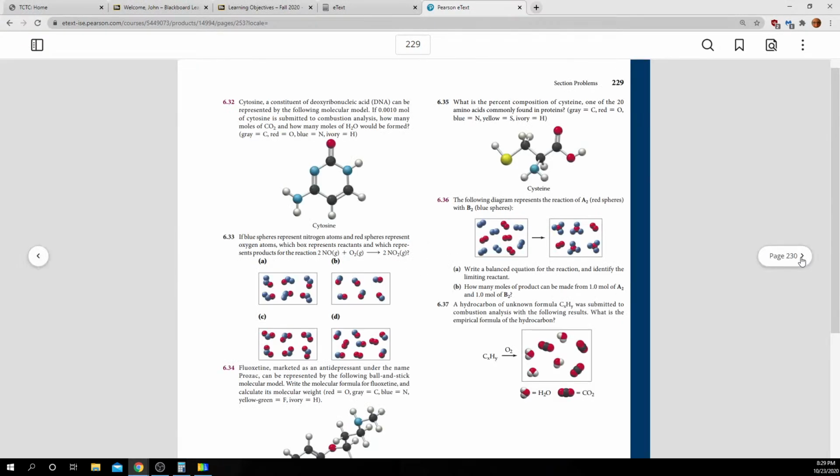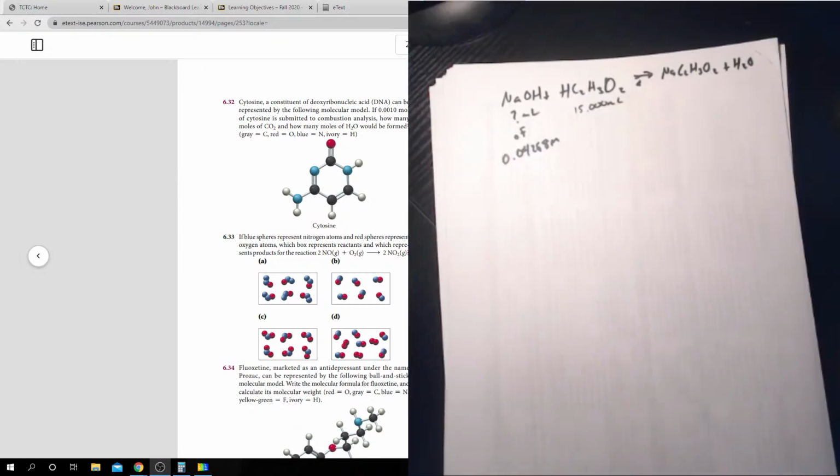Okay. 32. Cytosine, a constituent of deoxyribonucleic acid, DNA, can be represented by the following molecular model. If 0.0010 moles of cytosine is submitted to combustion analysis, how many moles of CO2 and how many moles of H2O would be formed? Ooh, that's a good question. Okay, so that means we're going to need to figure out the chemical formula of cytosine first off the bat.